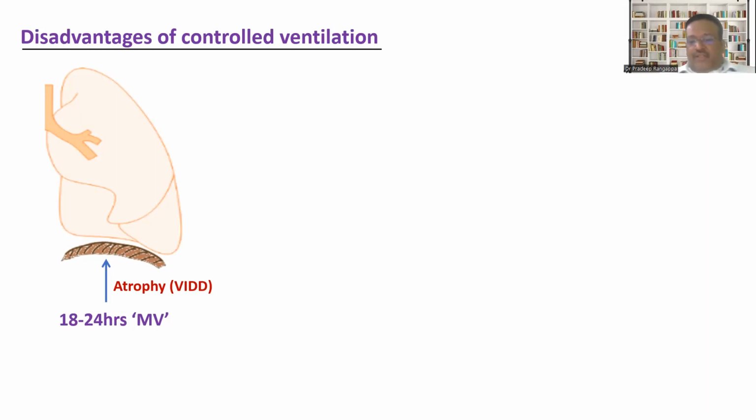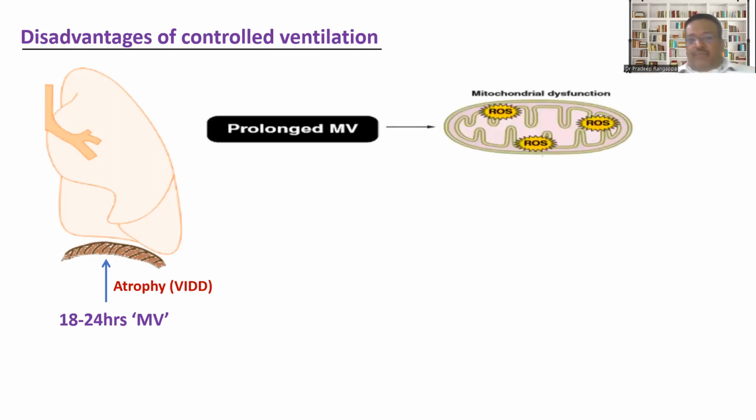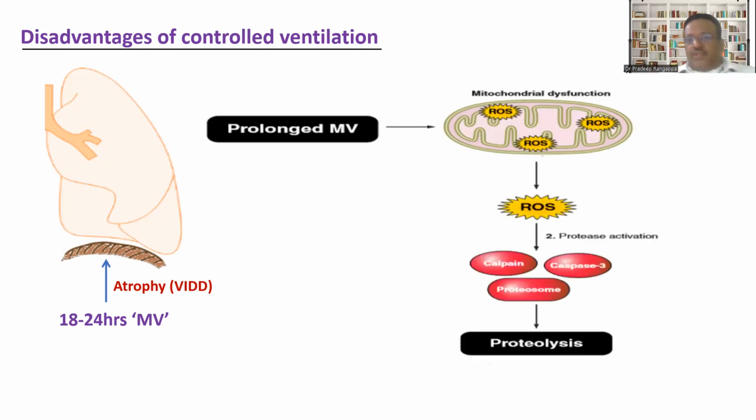In controlled mechanical ventilation, we understand there is atrophy that sets in, which we call ventilator-induced diaphragmatic dysfunction. And we have clearly understood that even 24 hours of mechanical ventilation leads to this diaphragmatic dysfunction. And there are pathogenetic reasons for this. Prolonged mechanical ventilation is shown to cause mitochondrial dysfunction, leads to reactive oxygen species activation, leads to proteolysis. Basically, there is a melting away of the muscle fibers. This is very clearly shown.